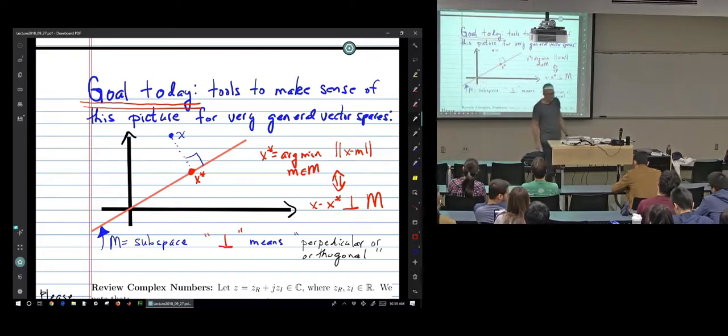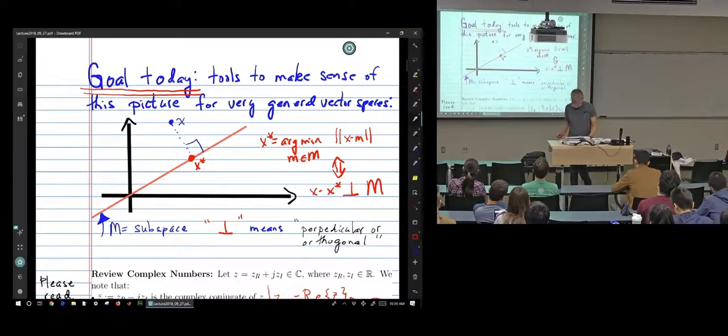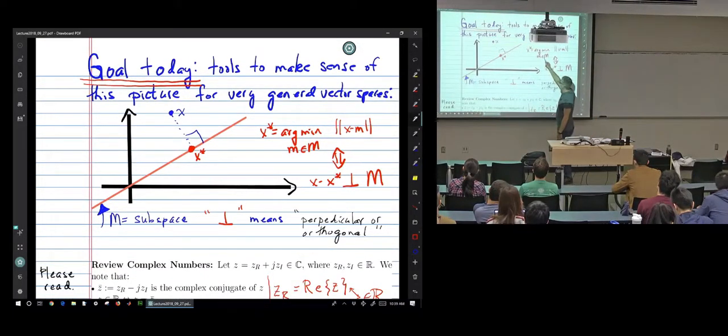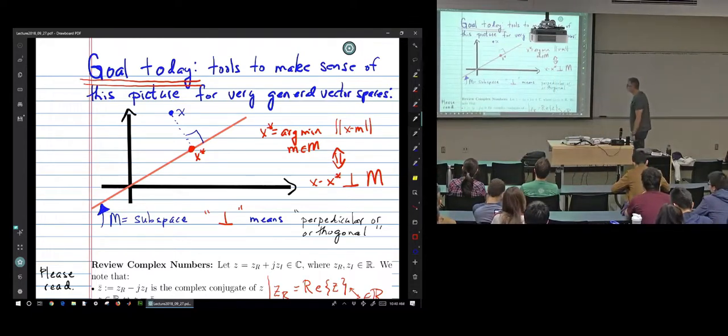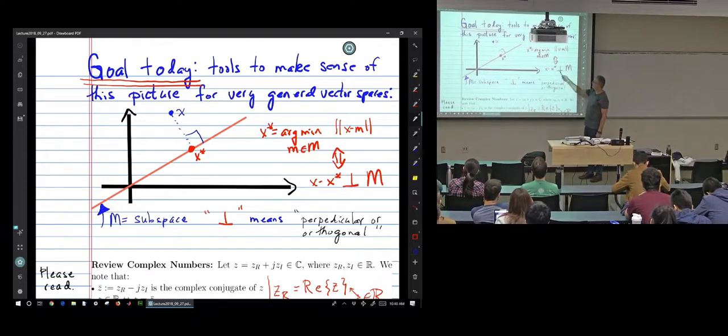So this is the picture when we're in R2. x star is argmin of the norm of x minus m over all m in a subspace. Notice 0 is in here. Okay, 0's in here. And then we will write that. I'll formally define this, but one says x minus x star is perpendicular to M, or orthogonal to M. We didn't have this notation on Tuesday, so you can write that down, so that we're going to make that picture formally correct.